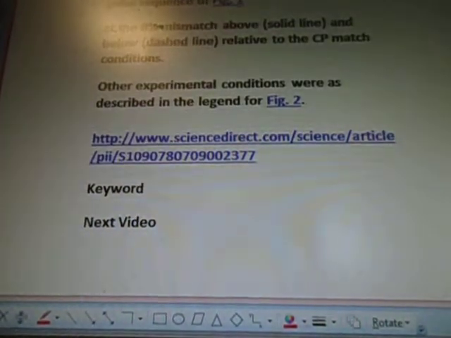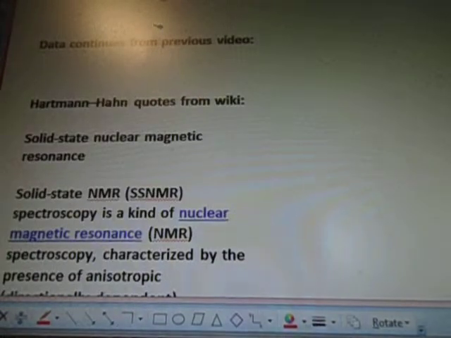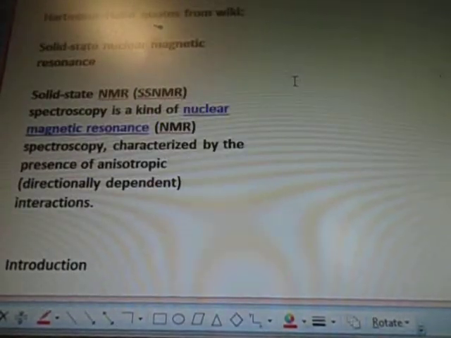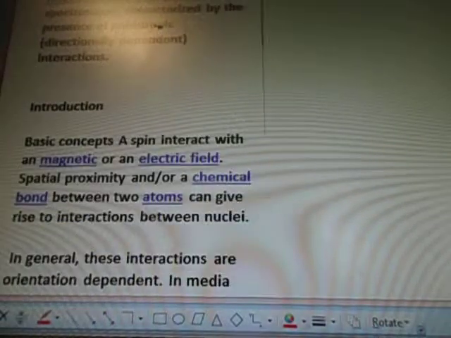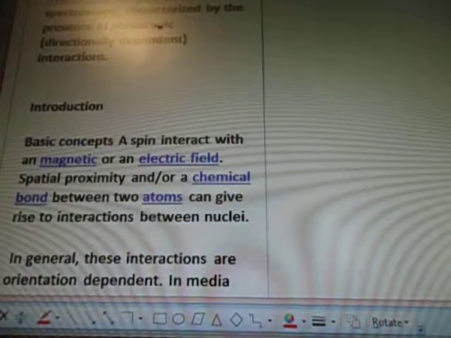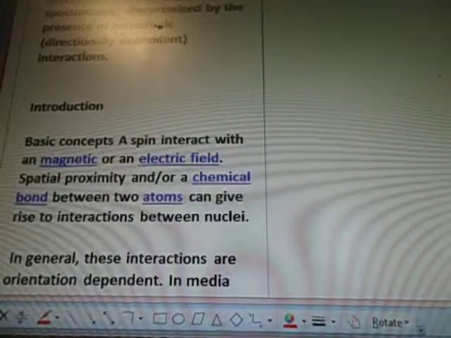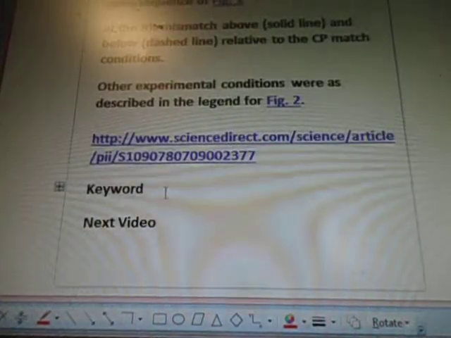www.sciencedirect.com. And the next keyword will be solid state NMR is what I'm going to be looking at. So I'll go back here. Okay, and thank you for watching.